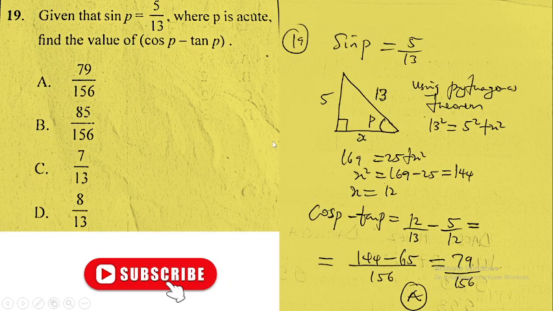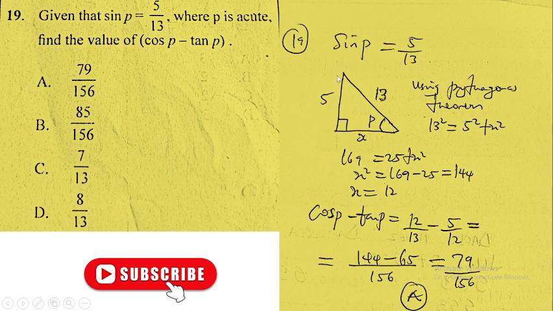Question number 19 is on a trigonometric ratio. We are given that sine p is equal to 5 over 13, where p is acute. Find the value of cos p minus tan p. This is a trigonometric ratio, as sine is one of the trigonometric ratios that we have, and p here is the angle. So sine is talking about opposite. Sine of angle p is opposite over hypotenuse.